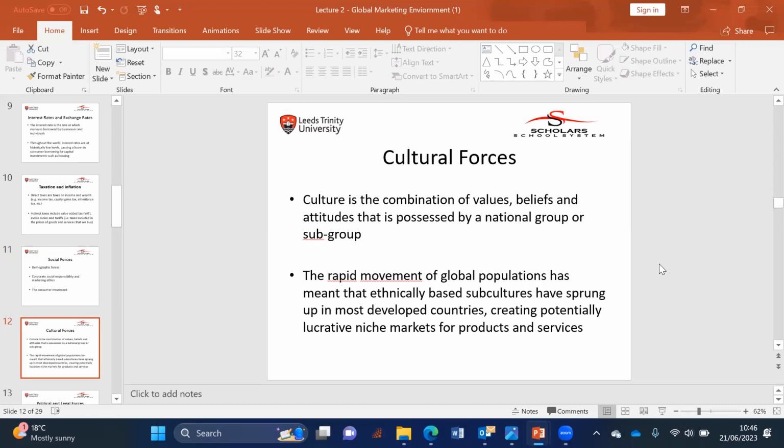And cultural forces, this also falls under society. So they're saying there's a lot of different cultures now, and there's very multicultural places. Like the biggest example is where we're living, the UK. There's so many different cultures. That means because of these cultures, there's subcultures under them. And now there's an opportunity for businesses because now there's very niche markets. Niche means a very small market, a very specialized market.